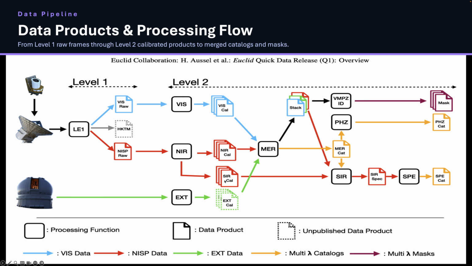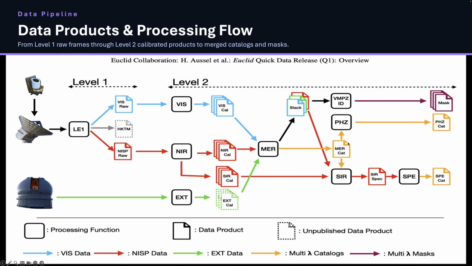All of these, after being processed, are merged into both same scale images and catalogs. So MER is the team that does that and provides the MER catalog and MER images. SIR is the spectroscopic data of Euclid that uses the MER detections to process the spectra, to extract them, etc. The spectra then goes to SPE, which measures the spectral lines from the spectra that SIR provides, and then that's where you get the SPE catalogs.